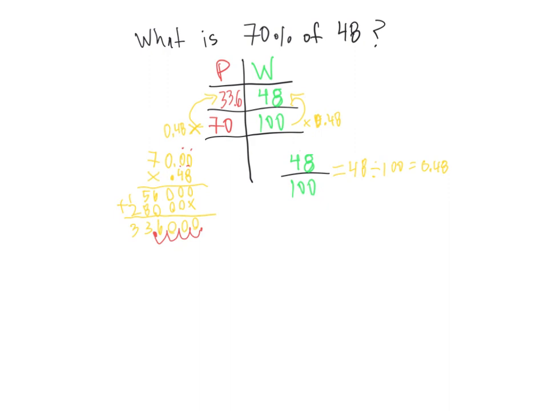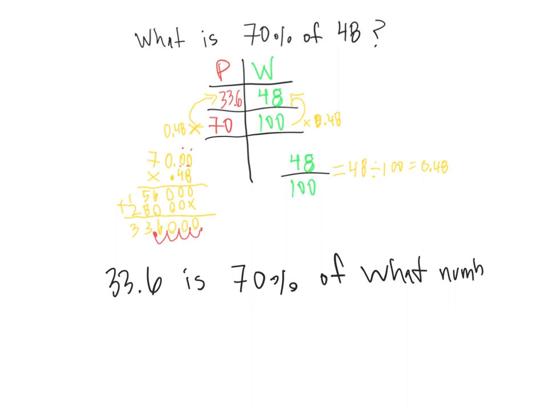Now, I want to show you what we would do if something was in a different order. So let's look at if the question was asking: 33.6 is 70% of what number? And this is a very common one. They just kind of flip it on us, right?